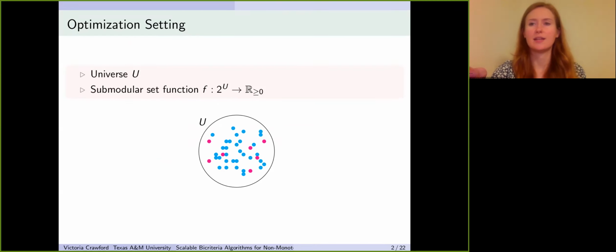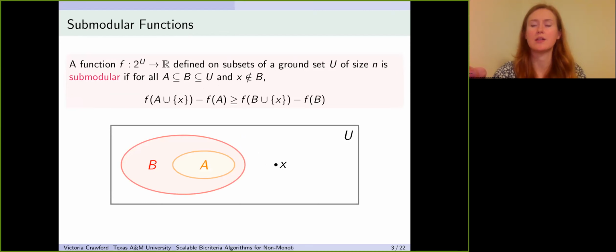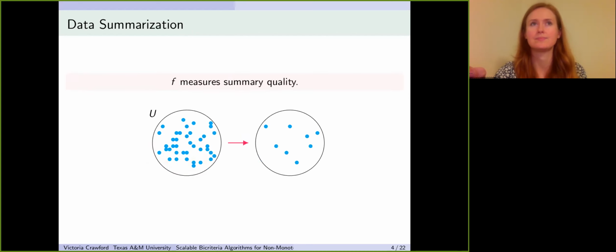Our setting is that we have some universe U, which is of finite size, and we're going to be looking at set functions over this universe U that have this property called submodularity. Intuitively, a submodular set function has a diminishing returns property. If we have a set A, a subset of B of the universe, and X is not in B, then the marginal gain to F of adding X to A is at least as high as the marginal gain to F of adding X to B.